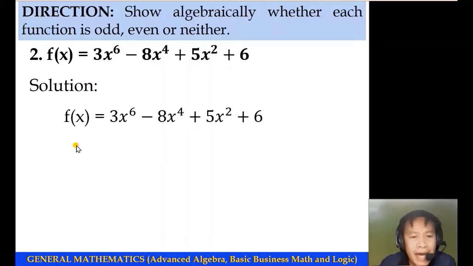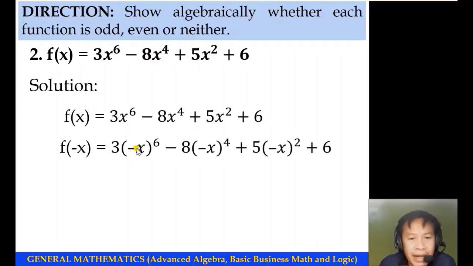f of negative x is equal to this one. Instead of writing x, you're going to substitute x with negative x. Don't forget the exponents, same exponents. Then after that, you are going to simplify. If the result is the same as this particular function, we can say that this function is even.